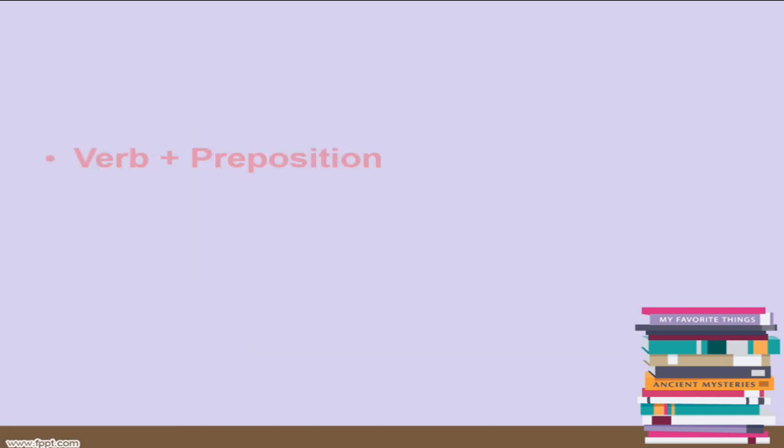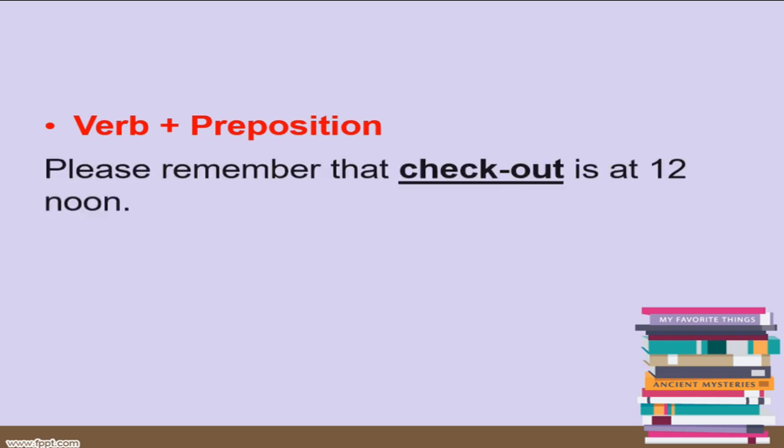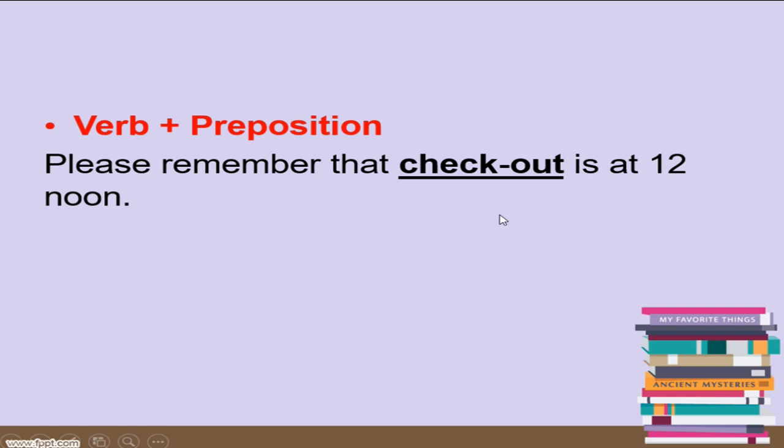Verb with a preposition. Okay. Please remember that check-out. So check here is a verb and out is a preposition. To check out is when you finish your accommodation in a hotel and you want to leave, so you need to pay for your stay at the hotel. So check out, and the opposite of it, check in. Okay, so check out and check in.